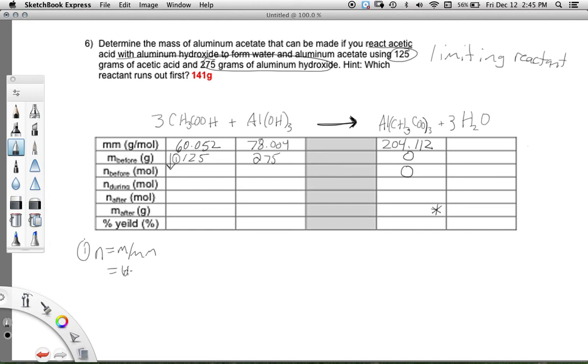It's 125 point nothing divided by 60.052 equals more than 1. I have more than 1 mole. I have 2 actually. Well, that makes sense. 60 times 2 is 120. A little over 2. 2.08152934.